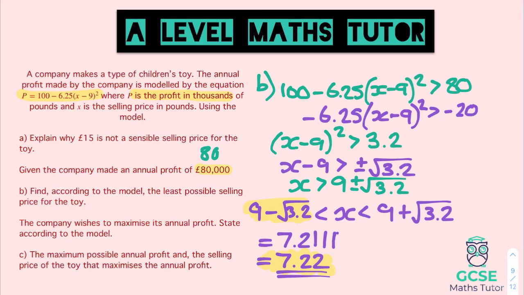Now, we've obviously got a final question here which says the company wishes to maximise its annual profit. State according to the model the maximum possible annual profit and the selling price of the toy that maximises that annual profit. So for this particular question, all we actually have to do is think about what the actual quadratic would look like here. Now, in this question that I've given you, you haven't actually been given a diagram. When a question like this did come up, it was given to you with a diagram, okay? But we didn't actually need it for the purpose of answering this question.